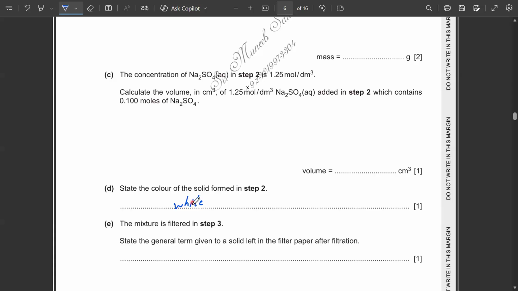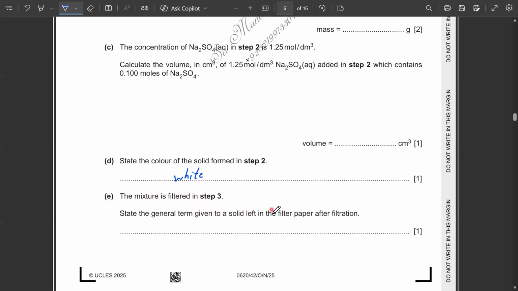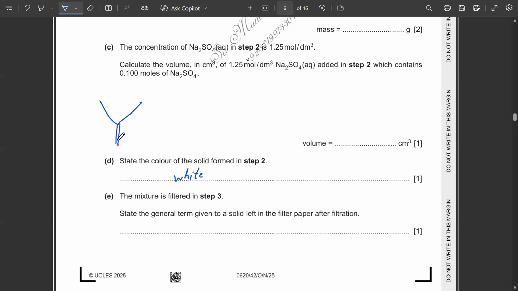Then part E: the mixture is filtered in step 3. State the general term given to a solid left in the filter paper after the filtration. We must remember that whenever filtration is done using the conical funnel, anything which is left behind in this conical funnel is the residue. So this is what we write here: residue.